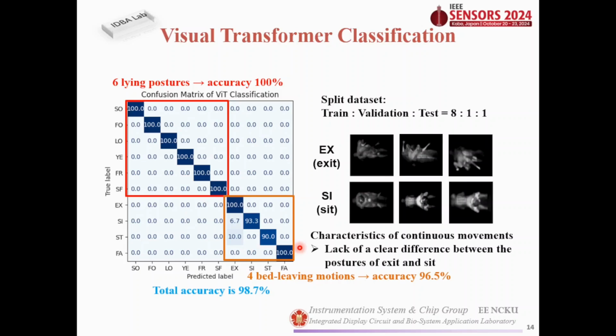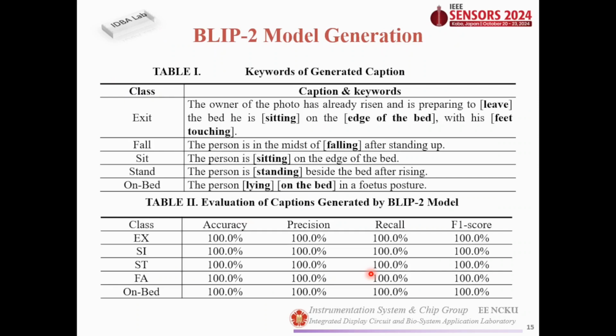We infer that this classification error arises from the lack of clear difference between the two similar postures, like this figure. This classification result shows that the fine-tuned ViT effectively extracts visual representations of posture, helping the language model in generating accurate textual captions based on various human postures in thermal images.